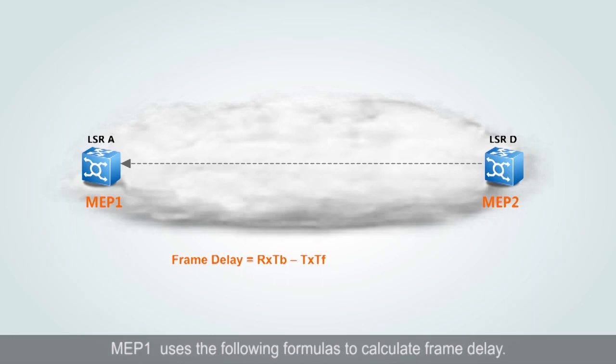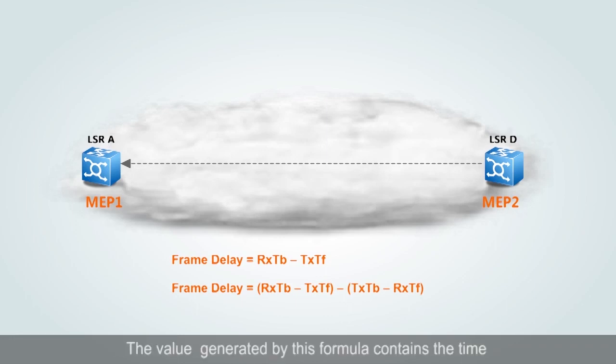frame. MEP 1 uses the following formulas to calculate frame delay. The value generated by this formula contains the time the opposite node handles the DM frame and serves as input for frame delay variation measurements. The value generated by this formula does not contain the time the opposite node handles the DM packet and is more accurate.